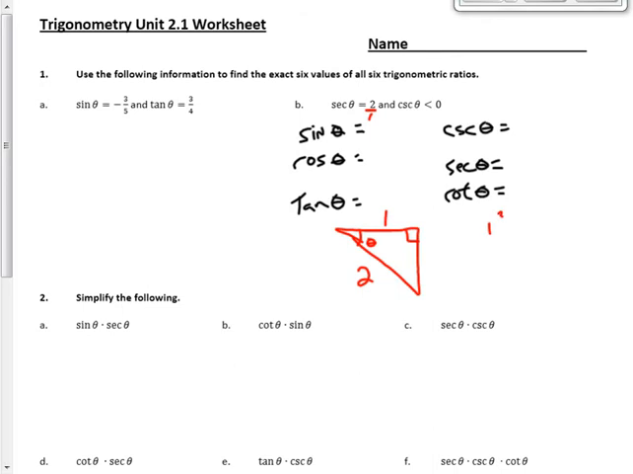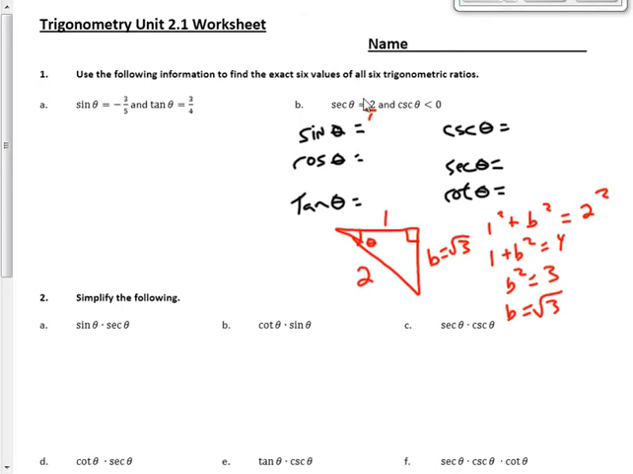So I have 1 squared plus the side that I want to know, we'll call it b. B squared is equal to 2 squared. So this is 1 plus b squared equals 4. Subtract 1 from both sides. B squared equals 3. And so then b is equal to the square root of 3. Okay, so that's the triangle set up. Those are the things that I need.